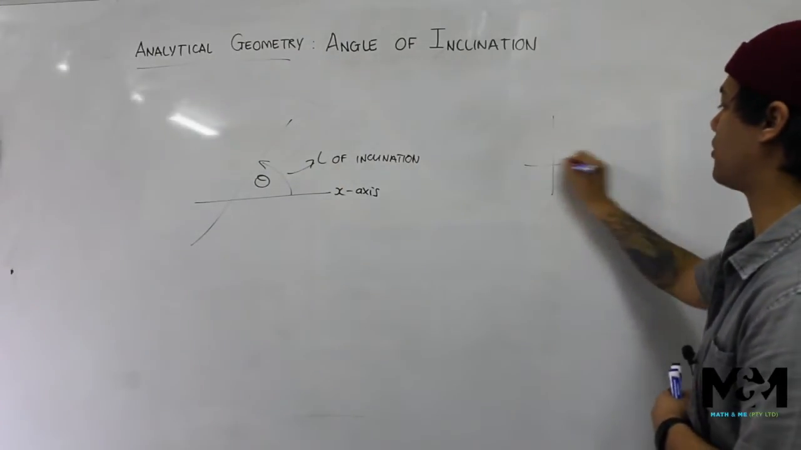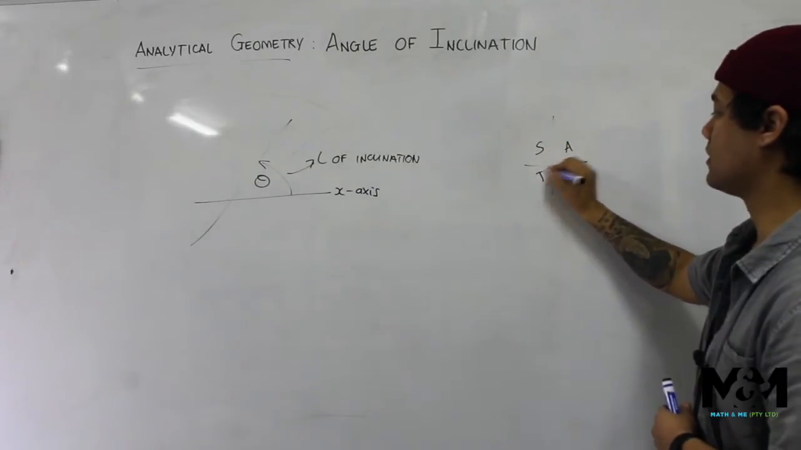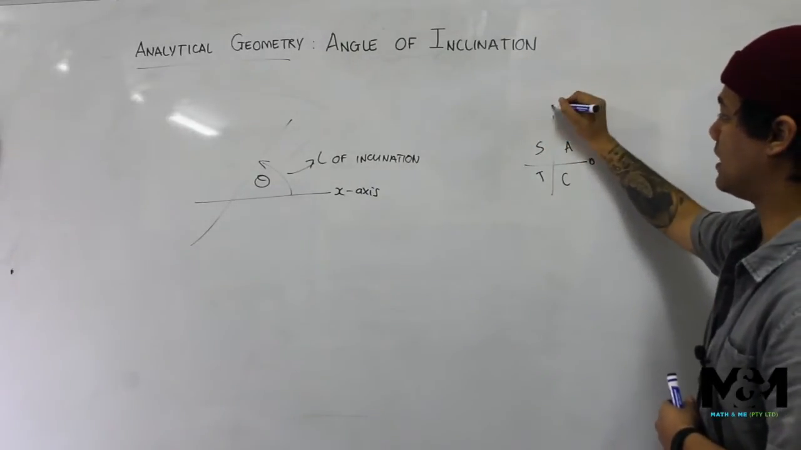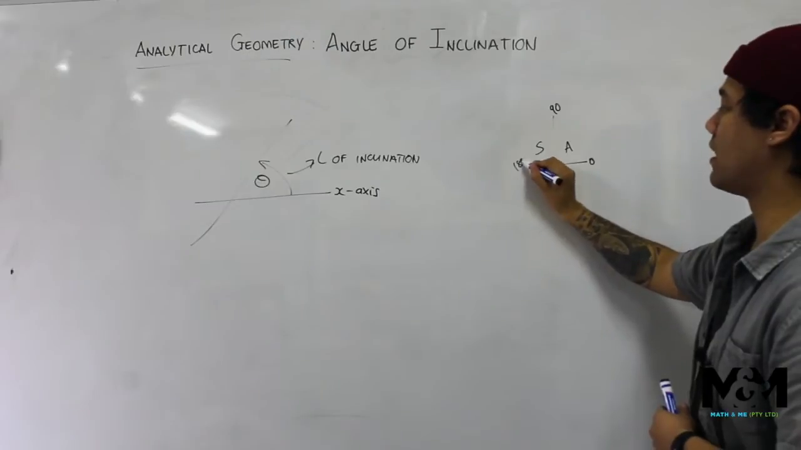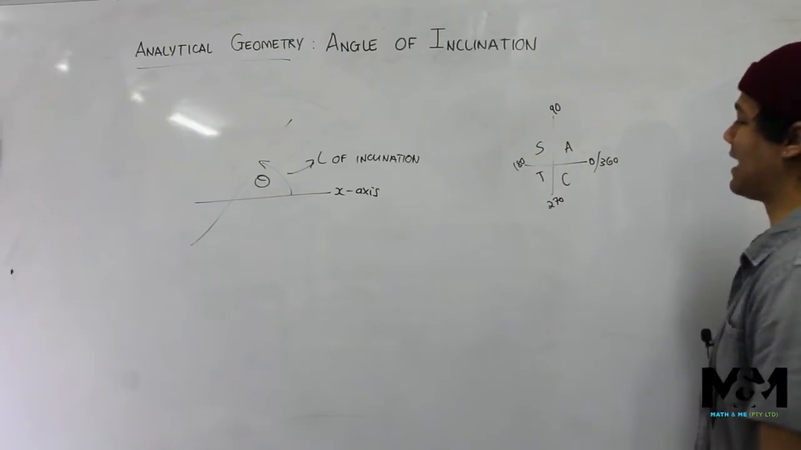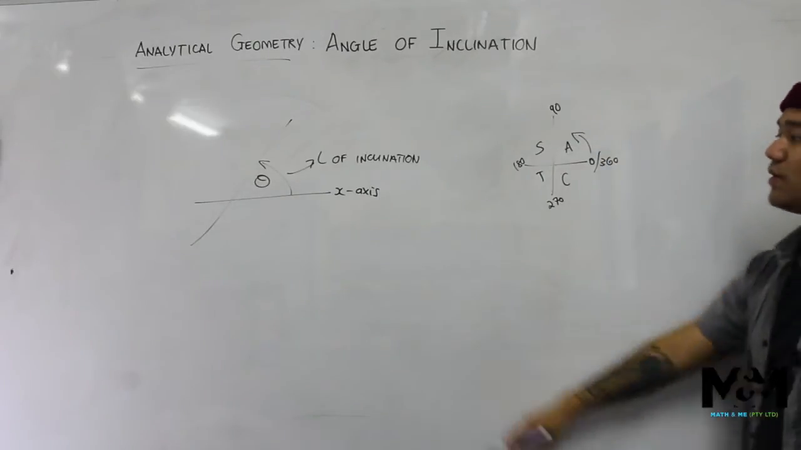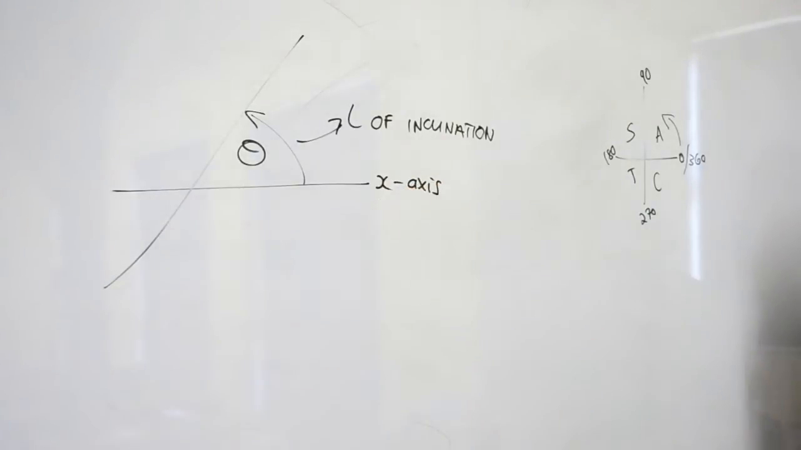The reason for that is from trigonometry. If we look at a CAST diagram, we usually say 0 degrees there, 90 there, 180, 270, and ending back at 360. So working from that 0 to my angle, that's why we'll start on this side as well.